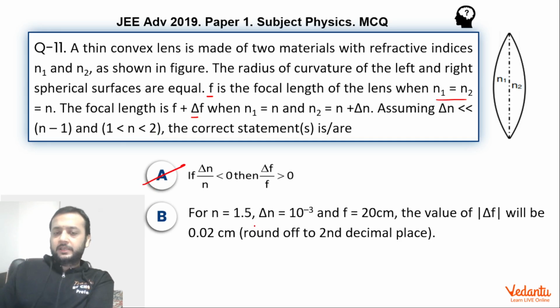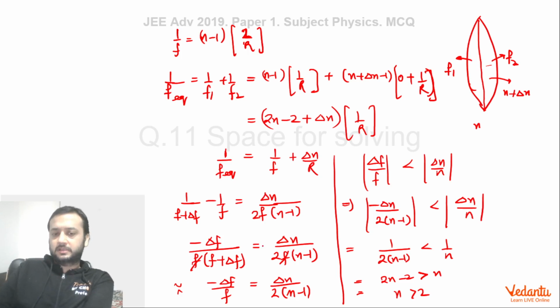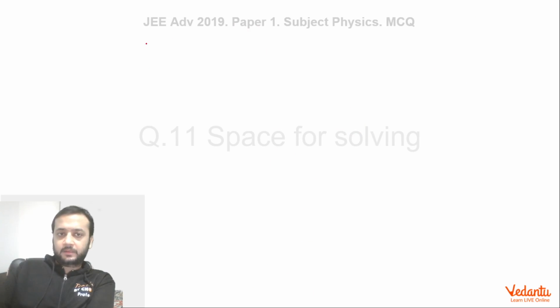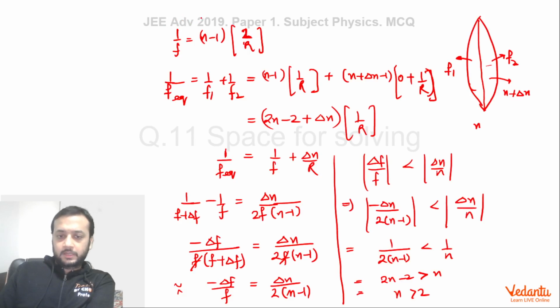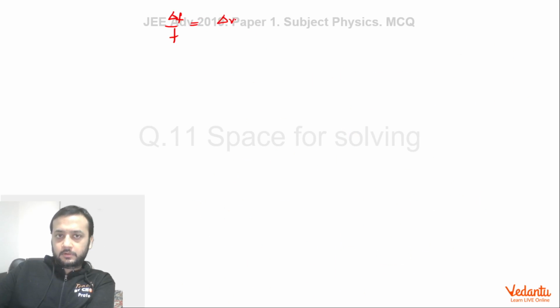For option B, it is very simple. Just use this relation. Okay, let me write this again. Delta f upon f is equals to delta n upon 2 into n minus 1 with a negative sign.